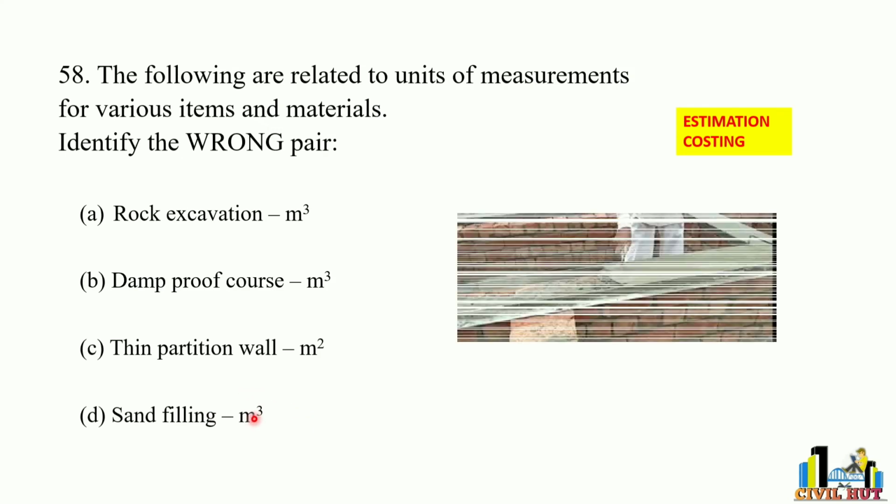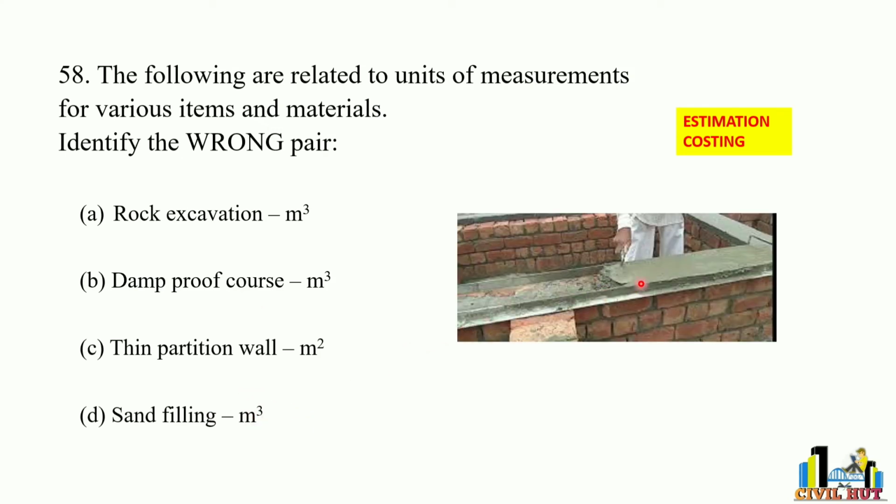Next, this is the damp proof course. The thickness of the damp proof course is very small compared to the other two directions. So the damp proof course is measured in meter square; the unit of damp proof course is meter square. So the wrong pair is B. Damp proof course is not measured in meter cube, it is measured in meter square. Remember this. This is an estimation and costing question.